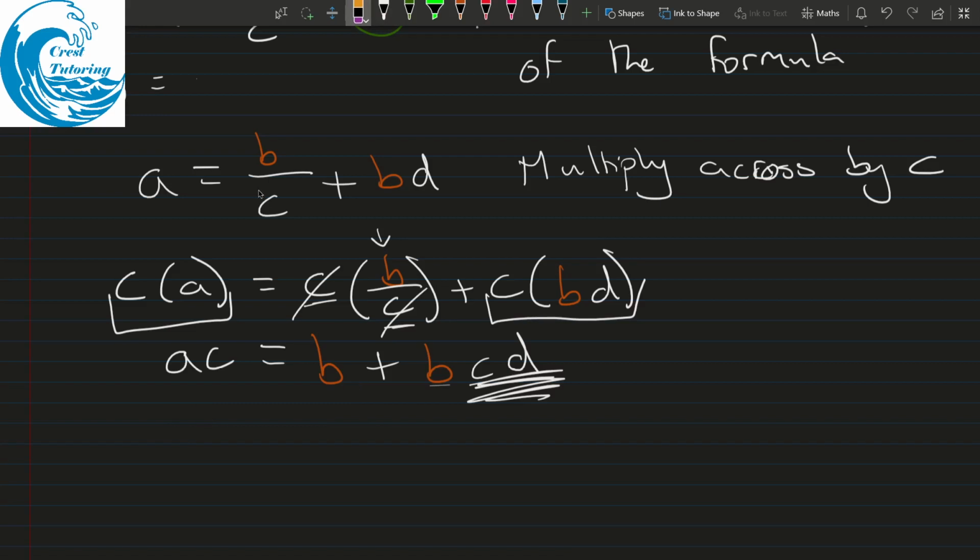Okay, and the way that we're going to do it is, if you think back to when you did factorizing, that's how we're going to do it. So we can forget about the left hand side for a second, and we're just going to focus on this right hand side. If we have b plus bcd, what we can do is we can take b out of both terms.